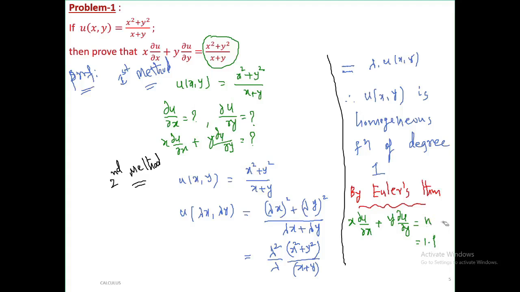The same function only, so we write n into u. Here f is u, right? n into u, so 1 into u. So what is u? u is nothing but (x² + y²)/(x + y). Look at this, this is the power of Euler's theorem. So hence proved. That's it. So this is without computing the partial derivatives; you can do this by using Euler's theorem.